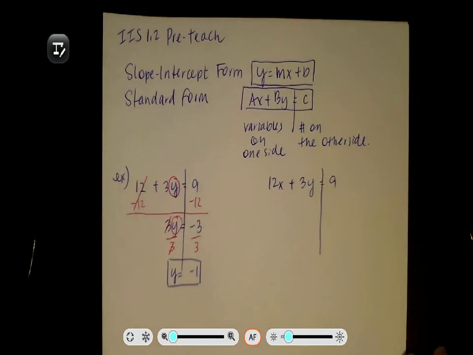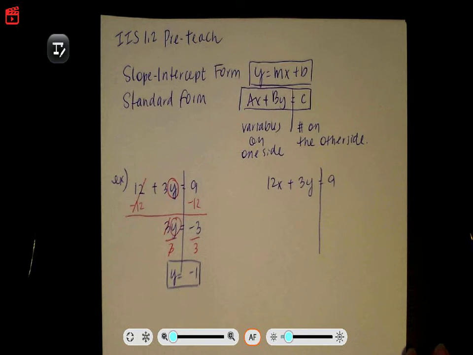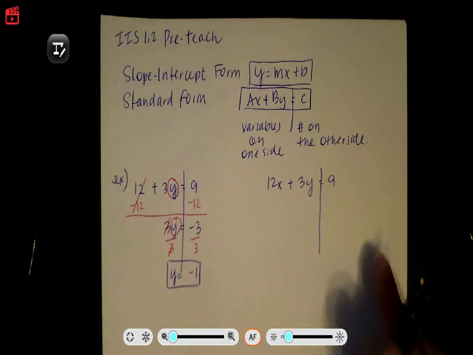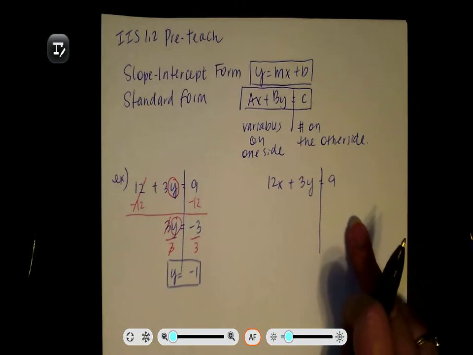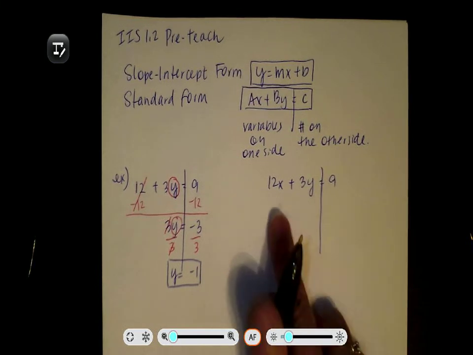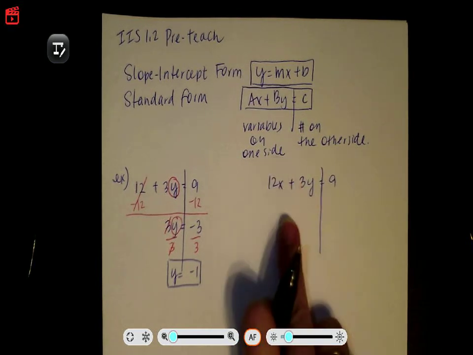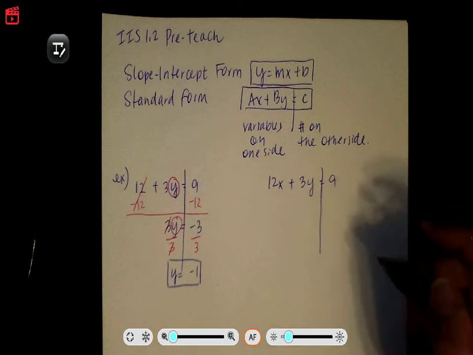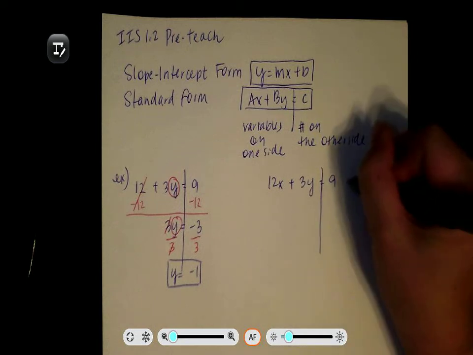Now, what you're going to be working on, and I'm actually basically going to do part A for you. This is a question for part A. And the idea is, if you look at this, the variables are on the left-hand side of the equation and the numbers on the other side. So this is in standard form.